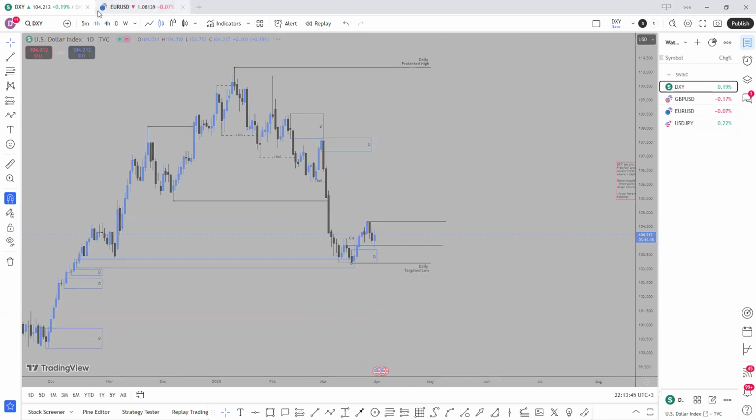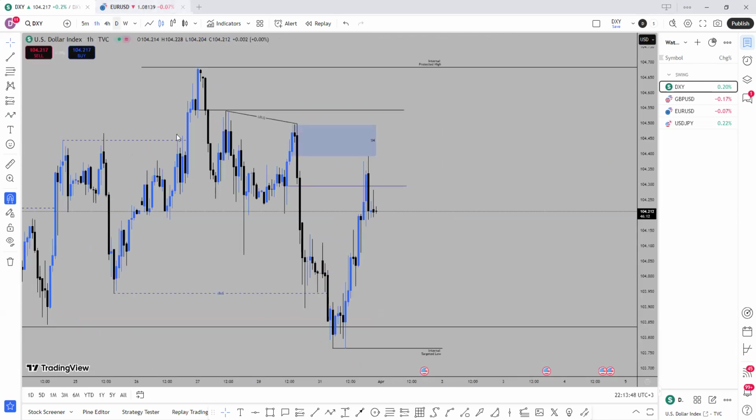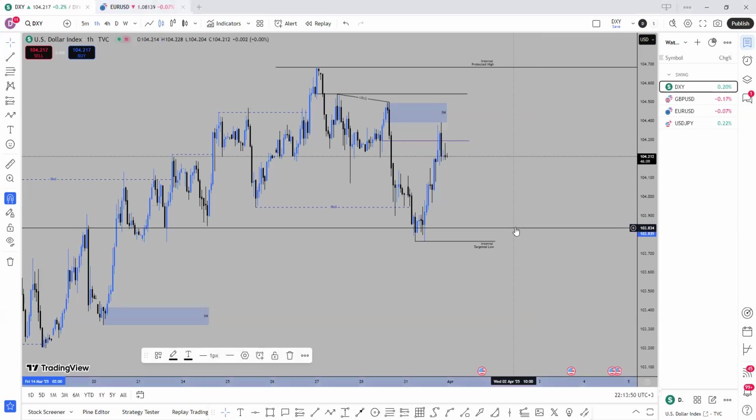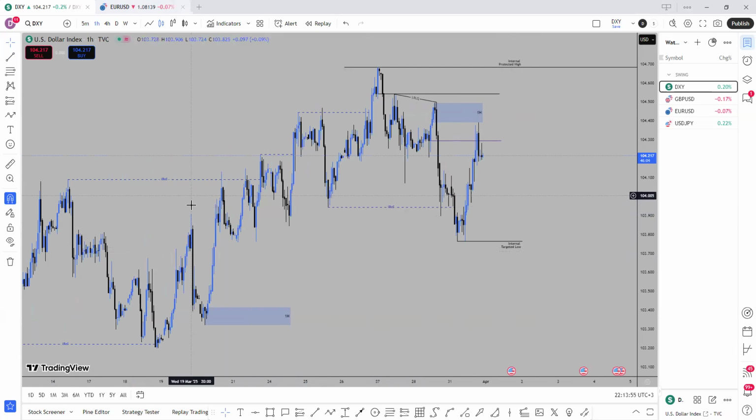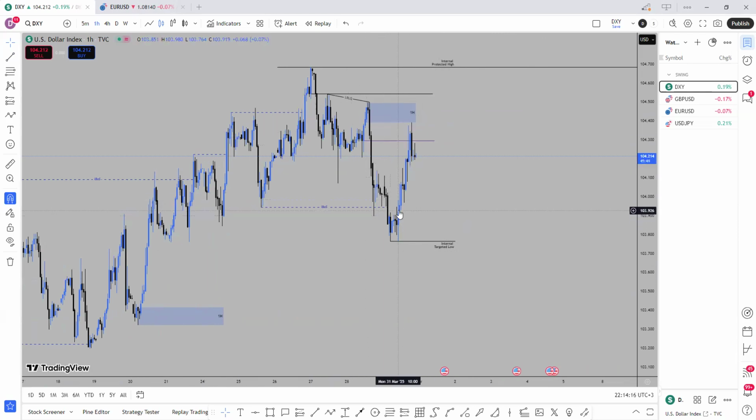If we go to the 1 hour, what we are following is the internal structure. This is where we broke internal structure just to facilitate that daily fractal order flow, so we broke structure to the downside. Now my expectation is that, just as we saw on the daily, I don't expect this bearish order flow to hold.